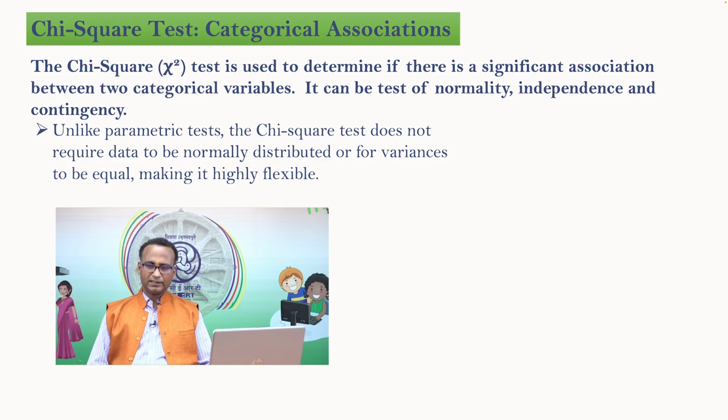Unlike parametric tests, the chi-square test does not require data to be normally distributed or variances to be equal. I told you, since chi-square is a non-parametric test, it does not require normality of the data, and it does not require equality of variance. Therefore, it is flexible.